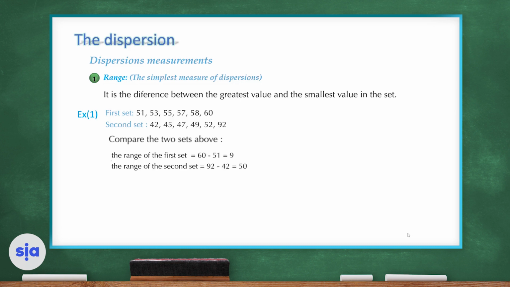As you can see here, the range of the first set is the biggest number minus the smallest number, so it's 60 minus 51, which is 9. And the range of the second set is 92 minus 42, which is 50. The result of that, you will see that the second set is more divergent than the first set.